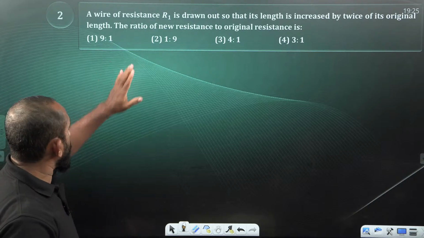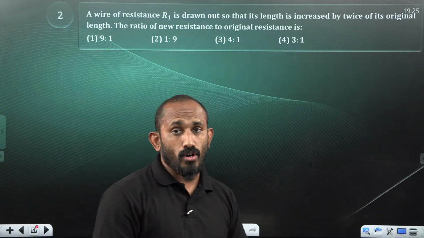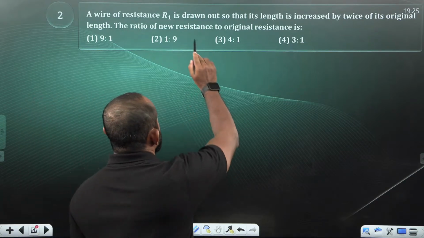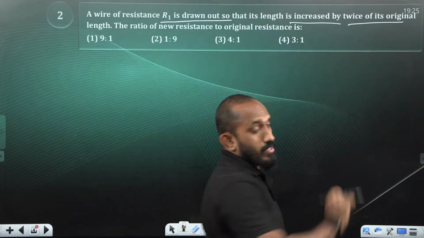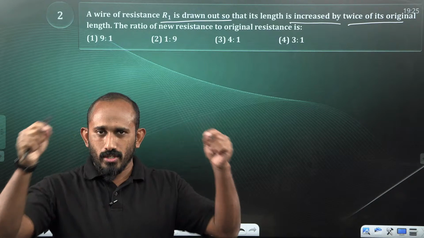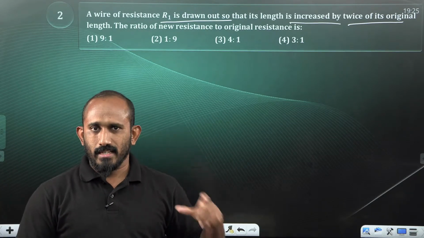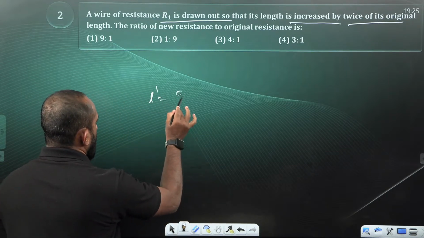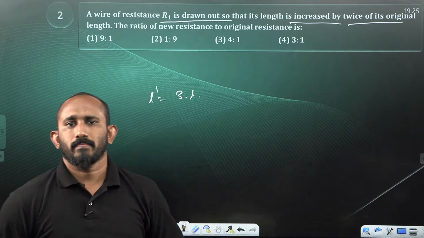A wire of resistance R1 is drawn out so that its length is increased by twice of its original length. See, there is a logic keyword there. It's drawn out so that length is increased by twice of its original length. Normally, a wire is drawn to increase the length by twice. So here, original length is there, then twice also it's increased. So new length will be 3 times the original length. After drawing it, original plus 2 times.